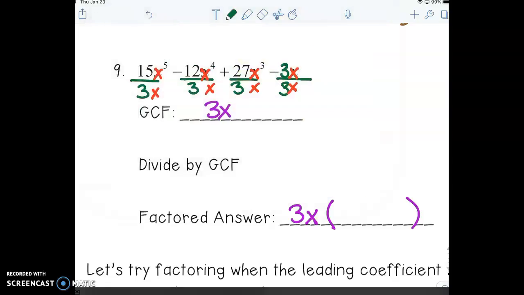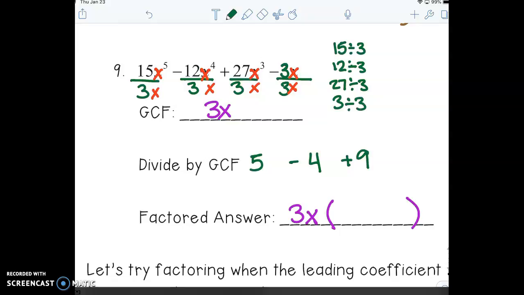So we're going to do 15 divided by 3 makes 5. We have some x's there. We're going to deal with those later. I have 12 divided by 3 makes 4. I have some x's. We're going to deal with those later. I have 27 divided by 3 makes 9. I have some x's. I'm going to deal with those later. I have 3 divided by 3 is 1. We have to write it. And it's positive.